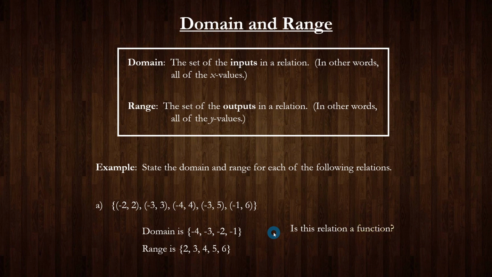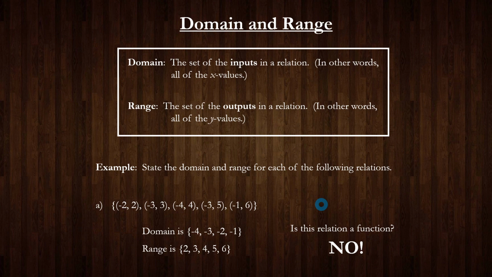And while we're at it, let's just remind ourselves what a function is. Is this relation a function? Well, we just need to look to see if there are any x values that have more than one corresponding y value. And aha, we do. We have -3 corresponds to a y value of 3, but -3 also goes with a y value of 5. So this is not a function.